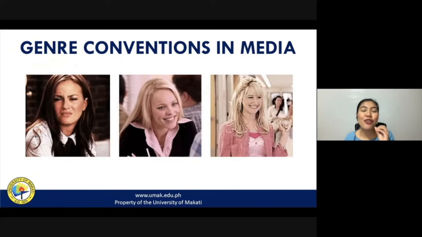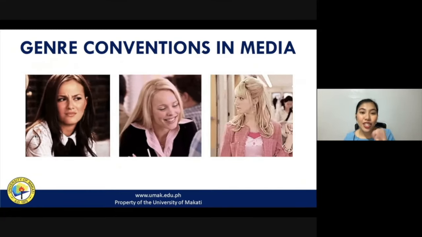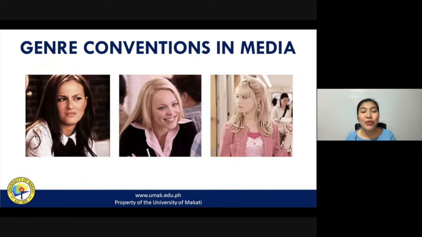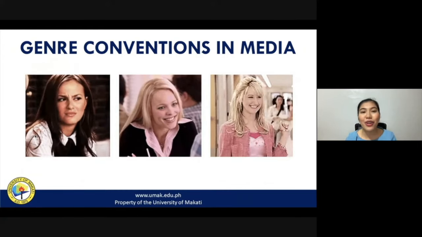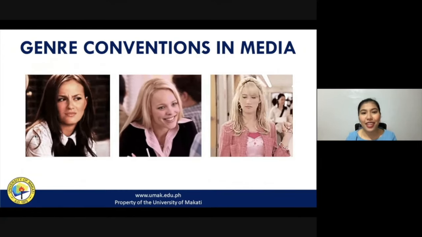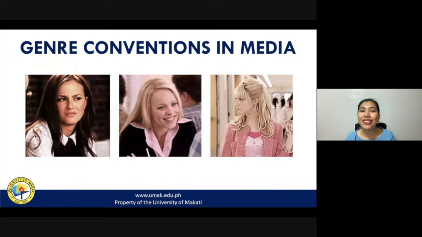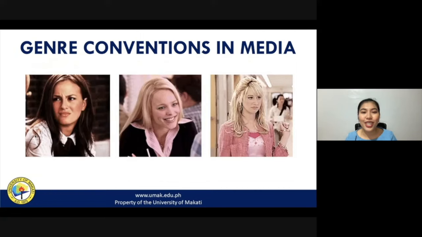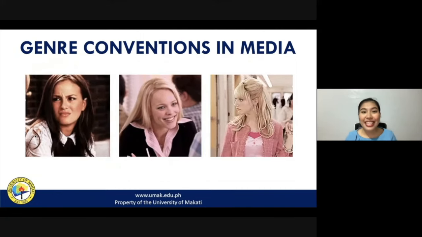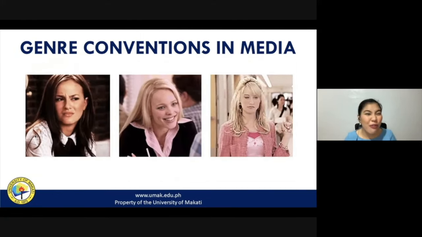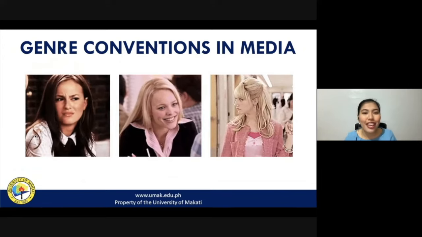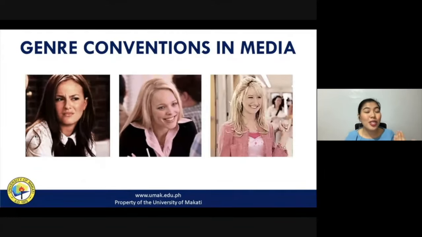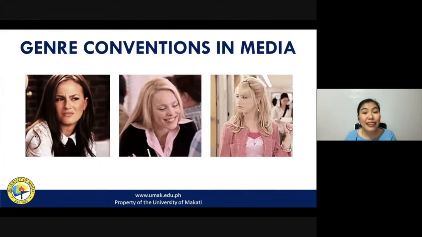Another media convention in the genre of school-based television shows and movies is the concept of the mean girls. So mean girls are often portrayed by actresses in which they represent their characters as popular, pretty, or beautiful. More often than not, they're blonde, they're rich, they're cheerleaders, but they are not good towards other students. They have a status to protect.